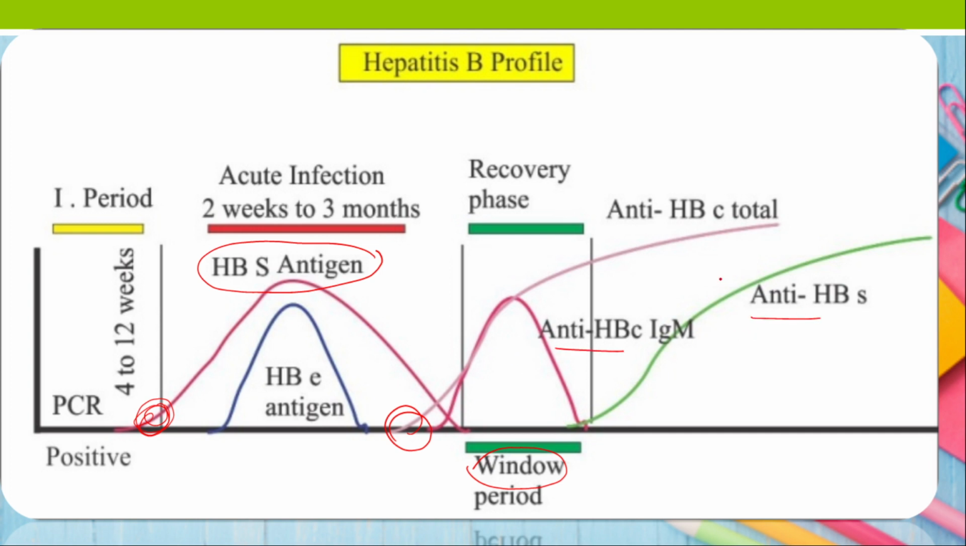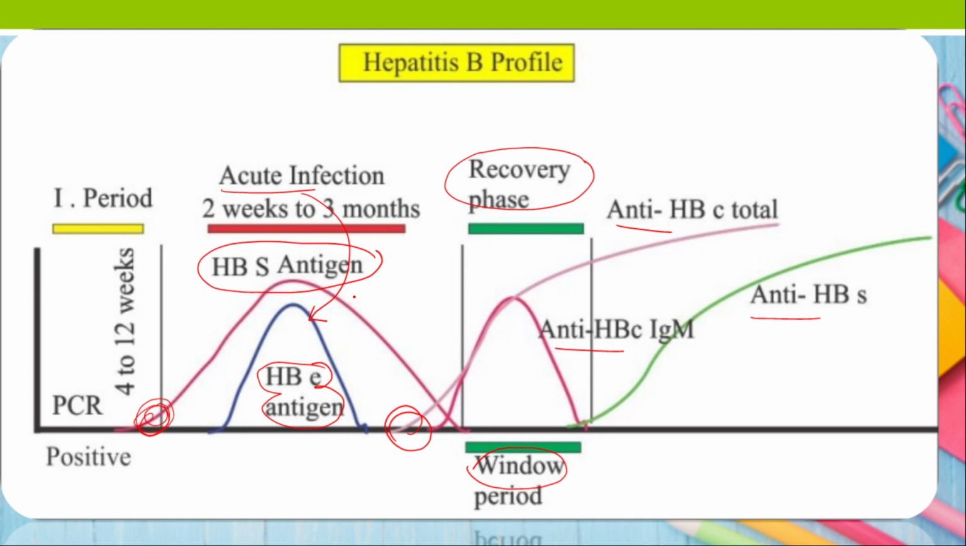That also you can see. All these antibody levels are going high during this recovery phase. The recovery phase indicates that immunity is going high and people are becoming free of infection. And here you can see HBe antigen, which indicates the replication of the virus. So in this infective period, you can see this active replication here.